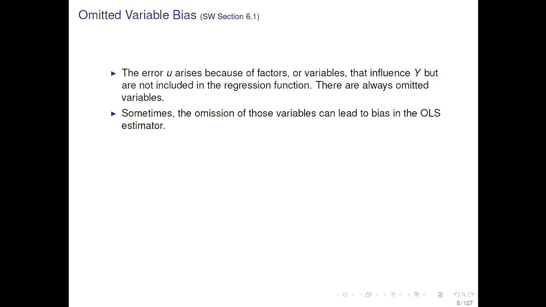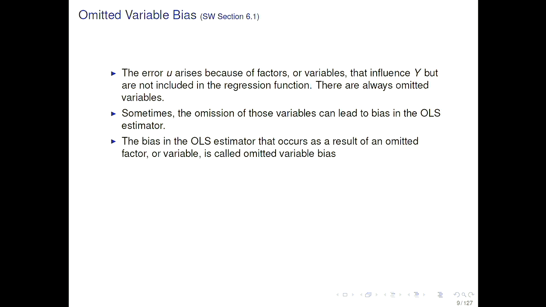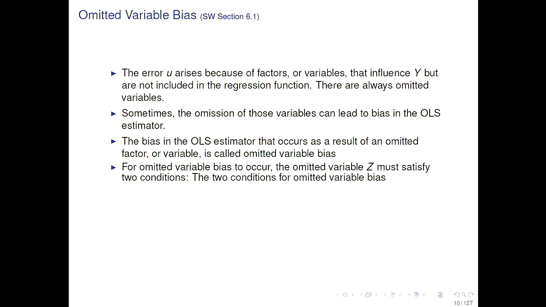But some other times, omission of some variables can lead to bias in the OLS estimator. So under what conditions do we have omitted variable bias? The bias of the OLS estimator that is caused by omitted variables is called omitted variable bias. The name is straightforward. This is bias because of the omitted variables. Actually, we're going to have omitted variables all the time. It is likely that we will have omitted variable bias. But only when those omitted factors satisfy the following two conditions, we will be in trouble.